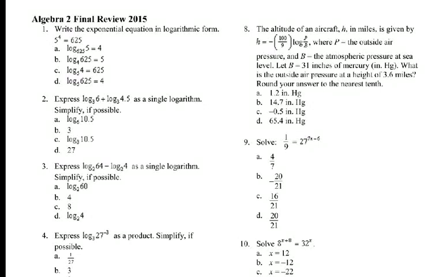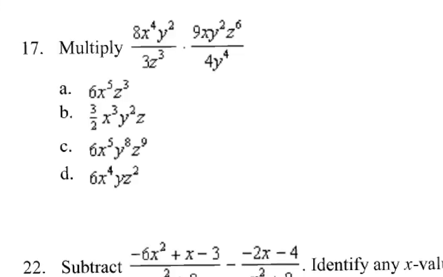This is the Algebra 2 Final Review, Part 3. Let's go ahead and look at number 17, where you are multiplying rational expressions, and we do have variables, we have exponents.